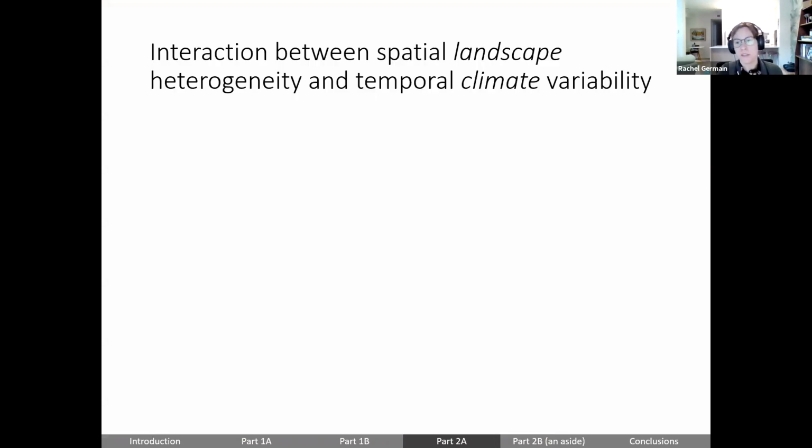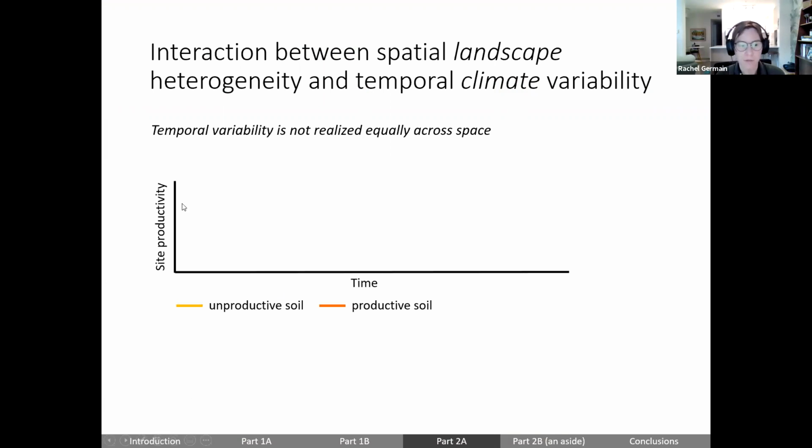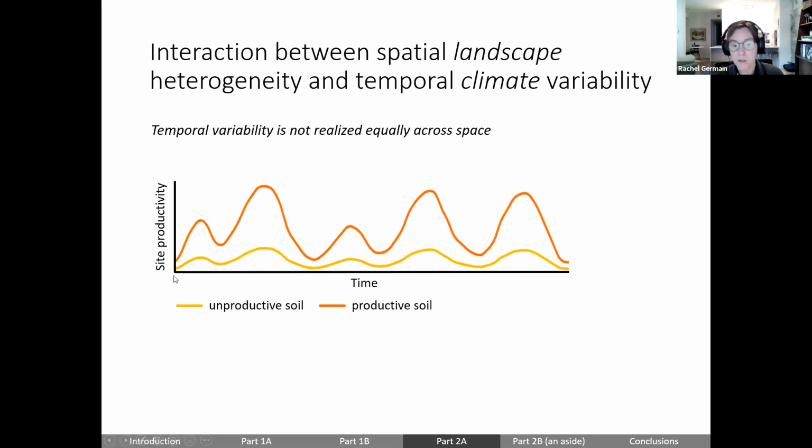And what does this have to do with scale? What I think this is, is this very interesting interaction between spatial landscape heterogeneity and temporal climate variability. Another way to say this is that temporal variation is actually not being realized equally across space. So a little cartoon of that: if we compare site productivity over time of those plots that are in an unproductive soil versus a productive soil, basically what you can see is there's a lot more variation in that productive soil than in the unproductive soil.